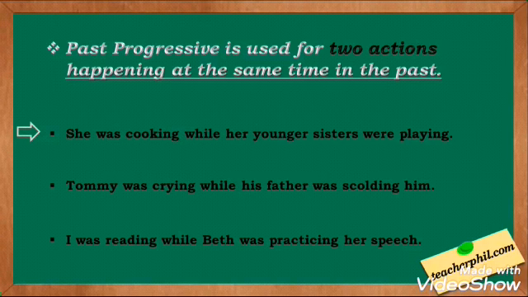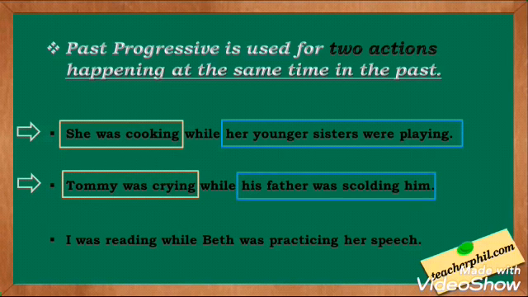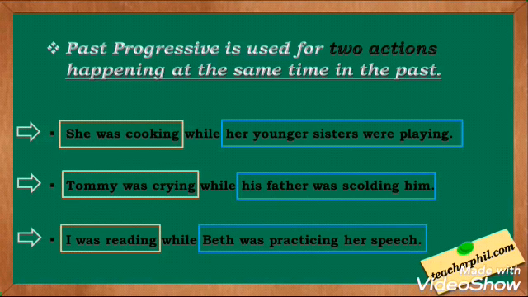She was cooking while her younger sisters were playing. Tommy was crying while his father was scolding him. I was reading while Beth was practicing her speech. In the first example, we have two actions that were happening in the past. They didn't cut or interrupt each other. They were happening at the same time. In the second example, the same: Tommy was crying, and his father was scolding him. In the third, I was reading, and Beth was practicing her speech.